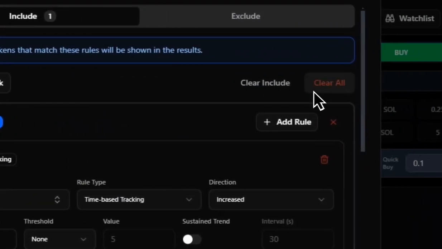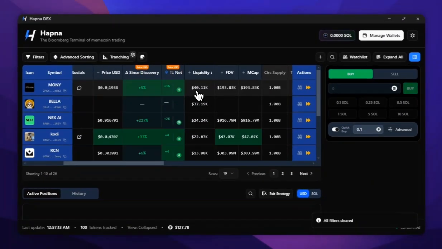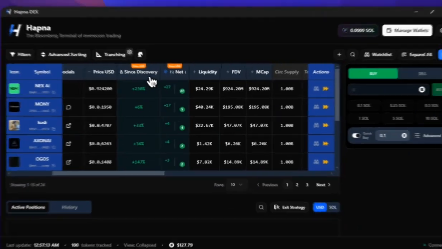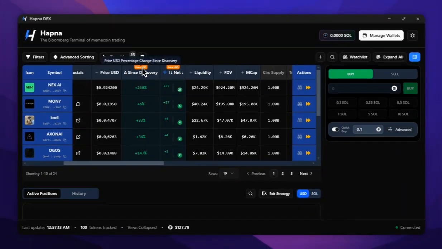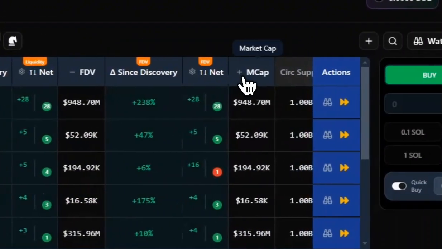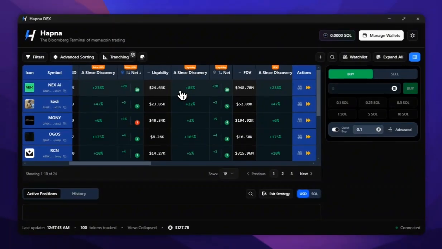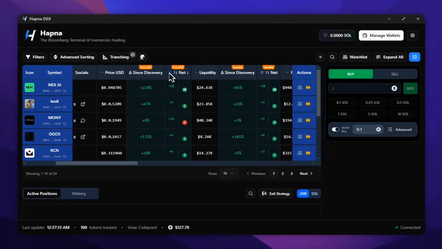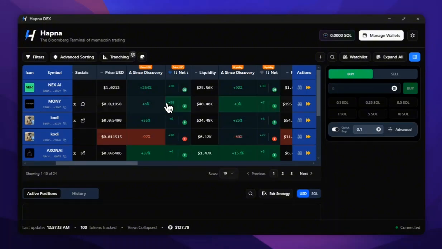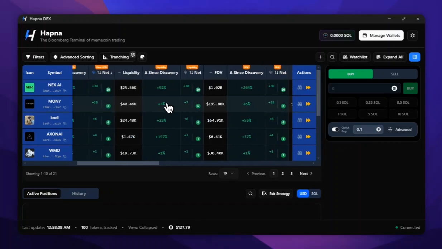Now, we went beyond this. For the most crucial metrics, we've created very special columns. And these columns are basically the delta since discovery. You see the badge here, and it's actually in all of the 4 important metrics, for every single metric that is crucial. And then we have the net. So the net is the comparison of the increases against the decreases. And this can be for the liquidity value, for the price, for the FDV, or the market cap.